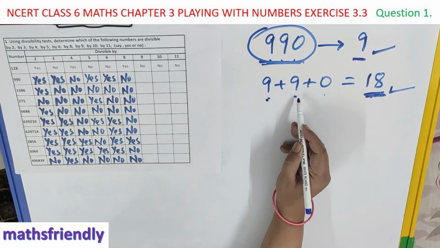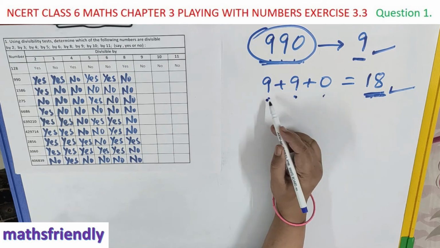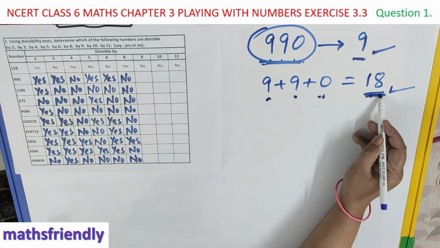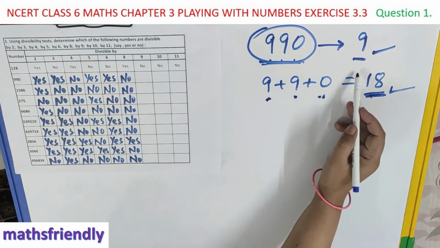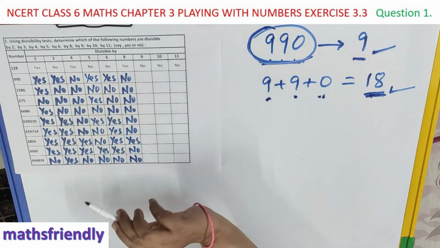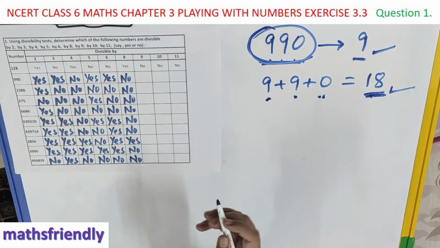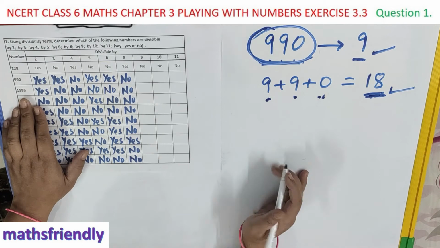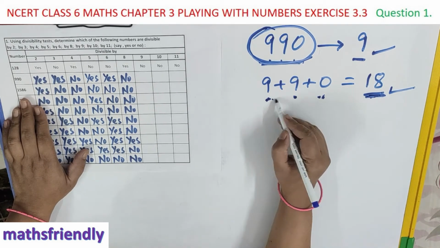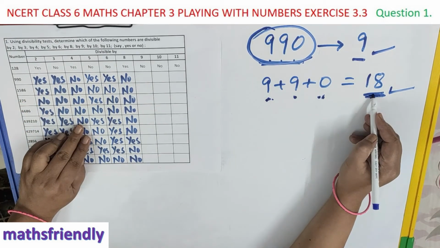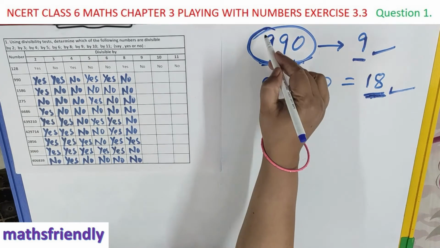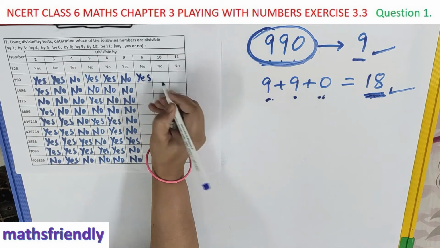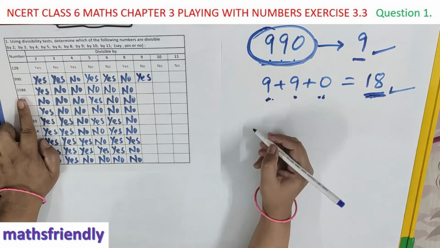So we have to check the sum of the digits of the number. If the sum is divisible by 9, then the number itself is divisible by 9. Okay, so the rule is same as 3. So we can say, yes, the sum of the digits of this number is divisible by 9. It means the number itself is divisible by 9. We will write yes. Okay, now what is the next number?